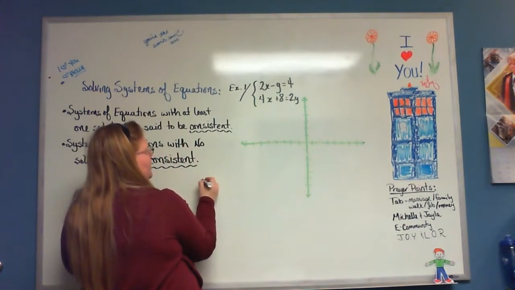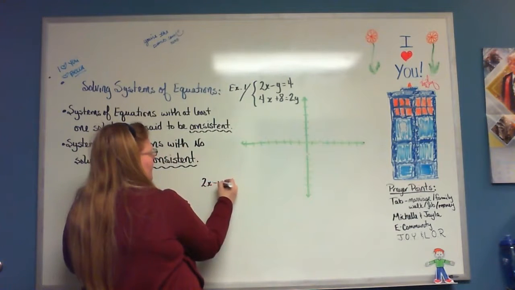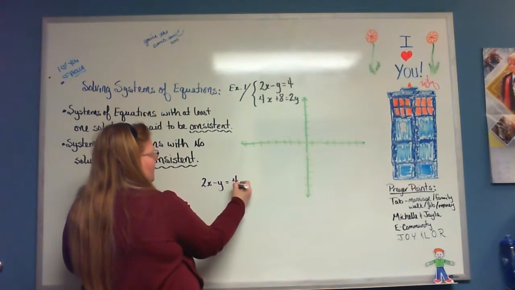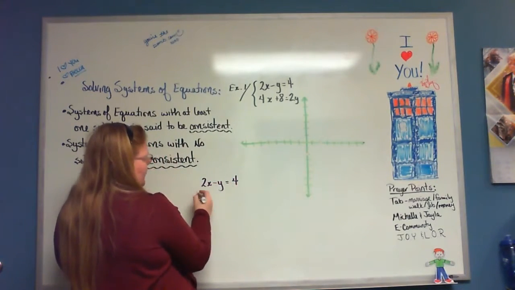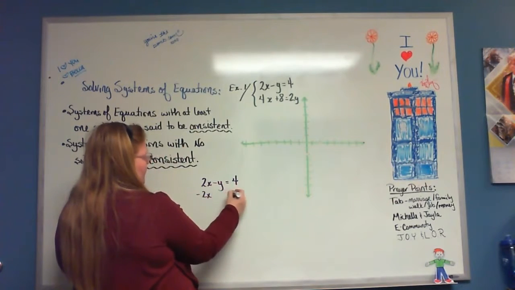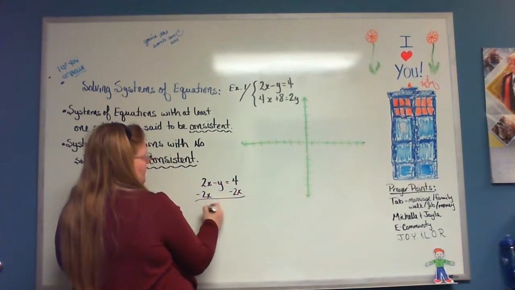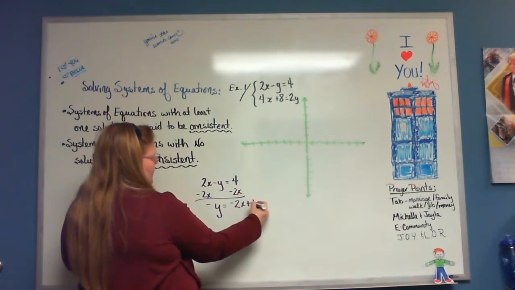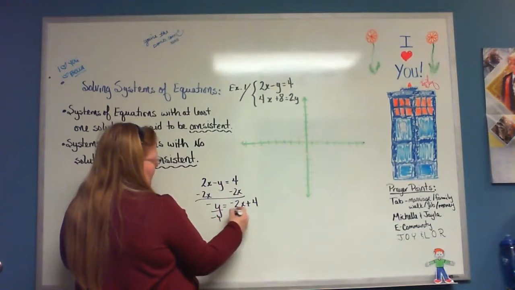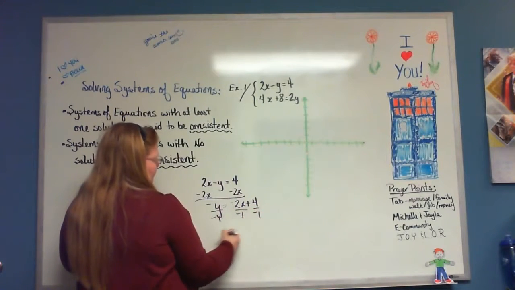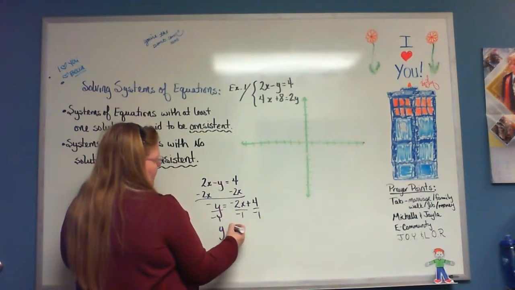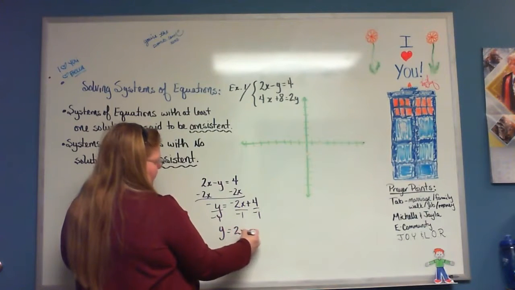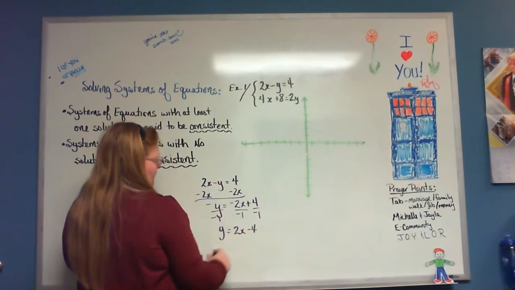The first one is 2x minus y equals 4. I got to get the y by itself, so I'm going to subtract 2x from both sides. Negative y equals negative 2x plus 4. Divide everything by negative 1. Y equals positive 2x minus 4.